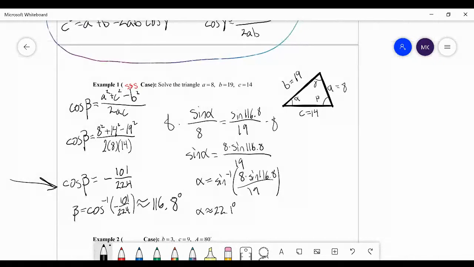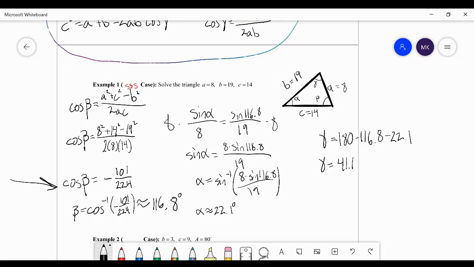All right. So we know beta now. We know alpha. We use law of cosines to find beta. We use law of sines to find alpha. Now we're going to do a third way to find gamma. And we're going to use a simple fact that gamma is equal to 180 minus 116.8 minus 22.1. So gamma is equal to 41.1.